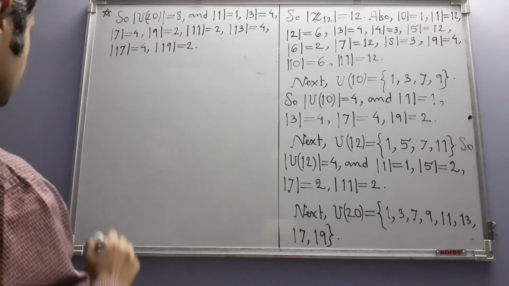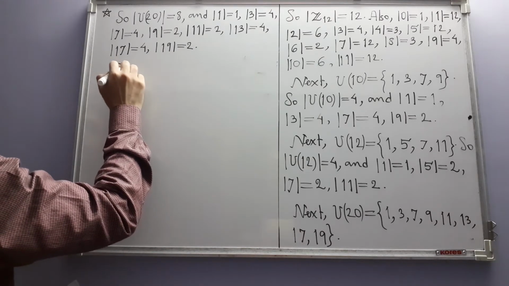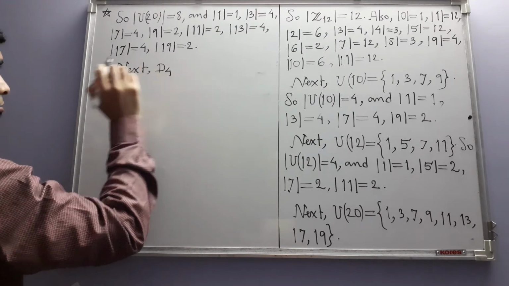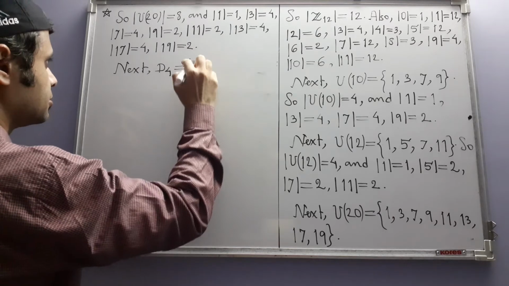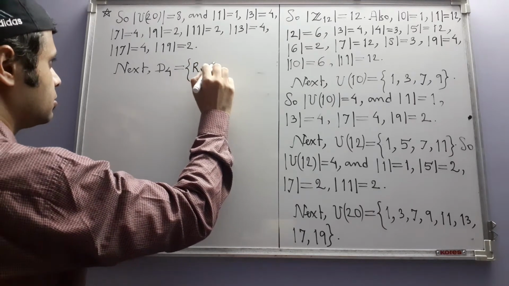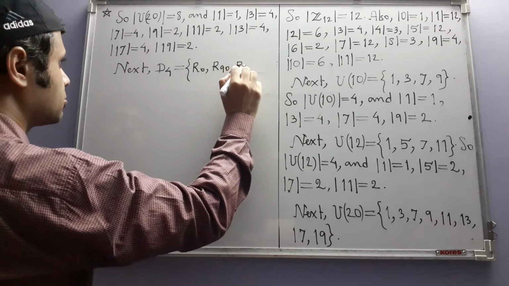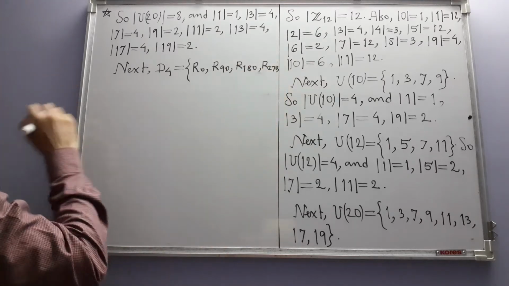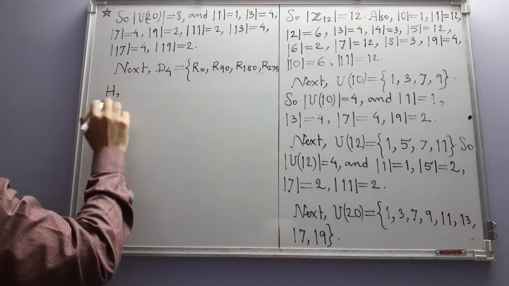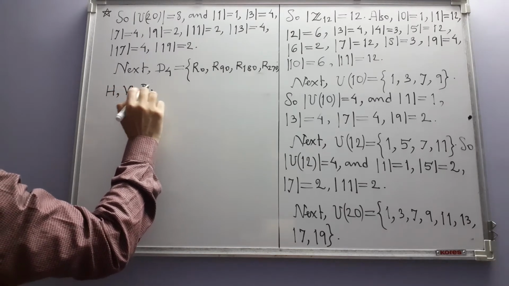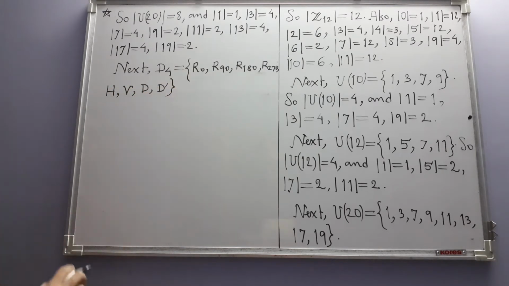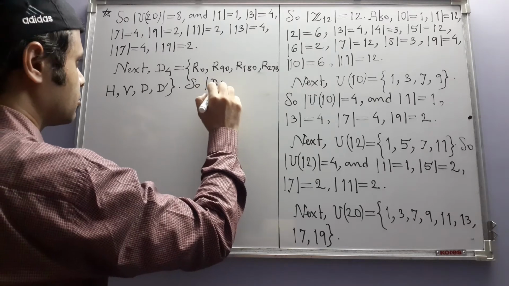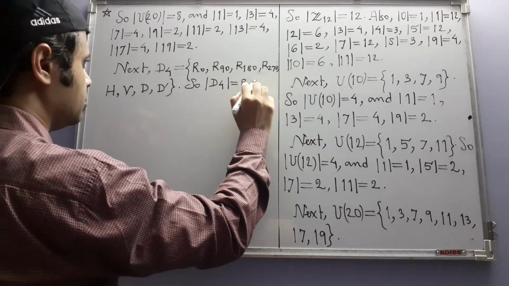And finally the last group is the dihedral group D4. We know its elements. These rotations and these reflections about the horizontal axis, about the vertical axis, and about the two diagonals of a square. So the order of D4 is equal to 8.